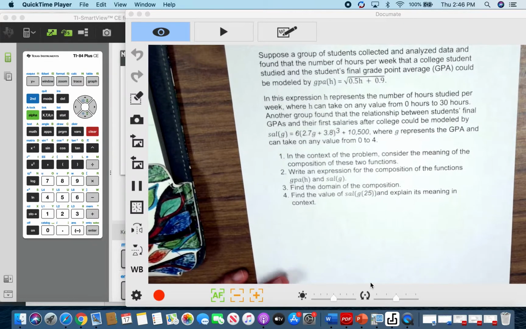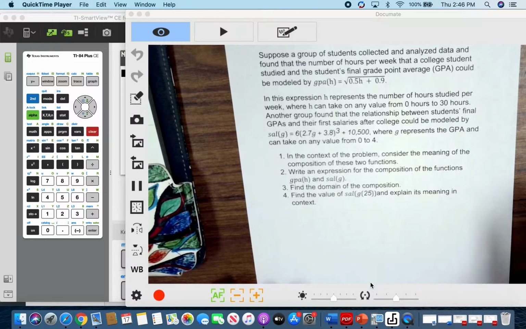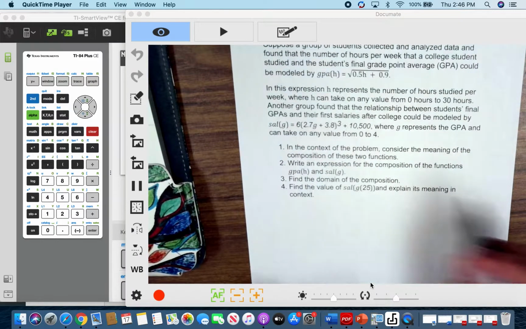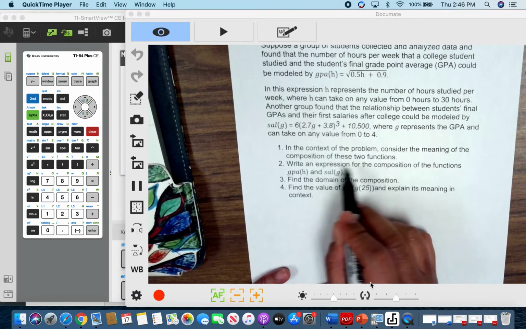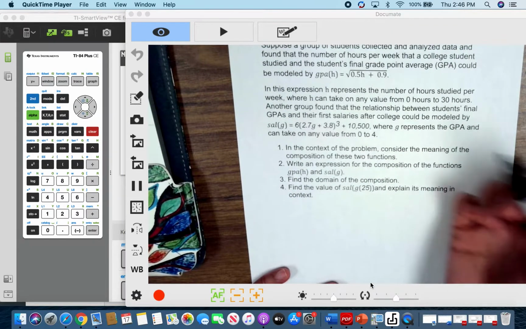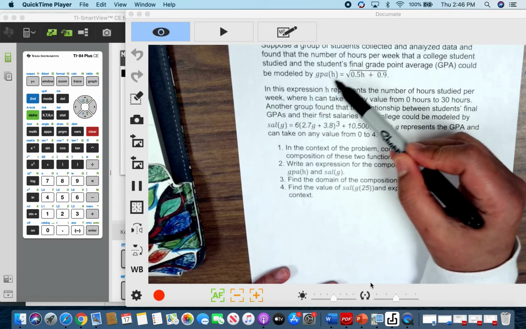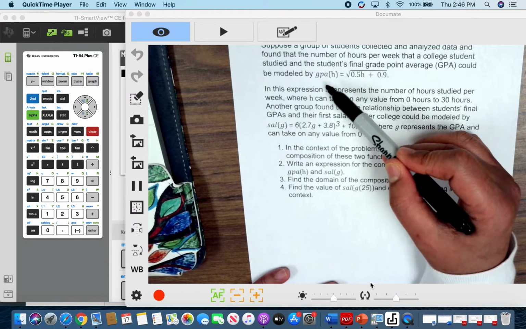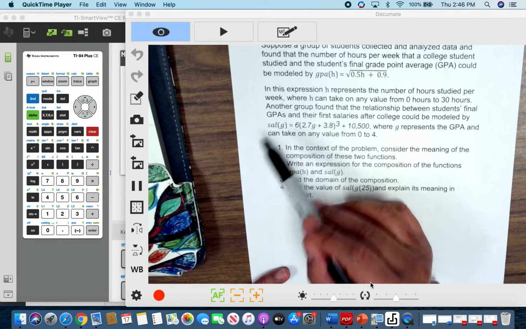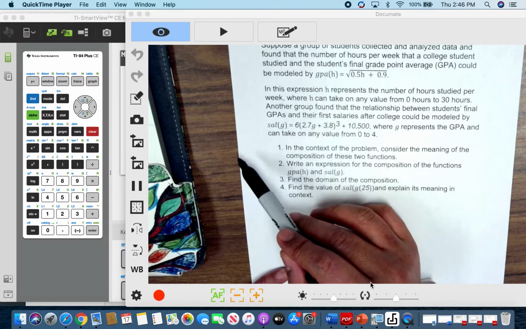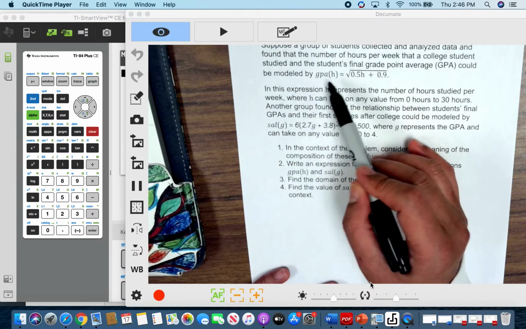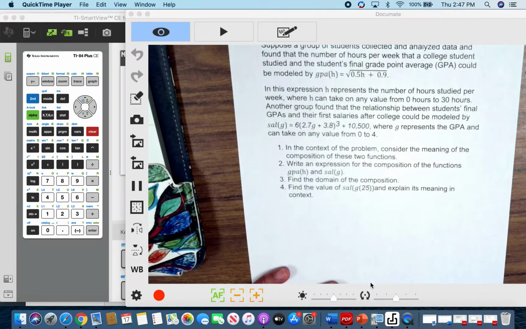There are some employers who want employees with a good grade point average, like what you have here. Now, in the context of the problem, consider the meaning of the composition of these two functions. So what is the meaning of that? As I've said before, the GPA will be your inner function because that is the independent variable, and your salary is your outer function because that is your dependent variable. The salary is based on the GPA, so it's only fitting that the GPA will be your inner function.